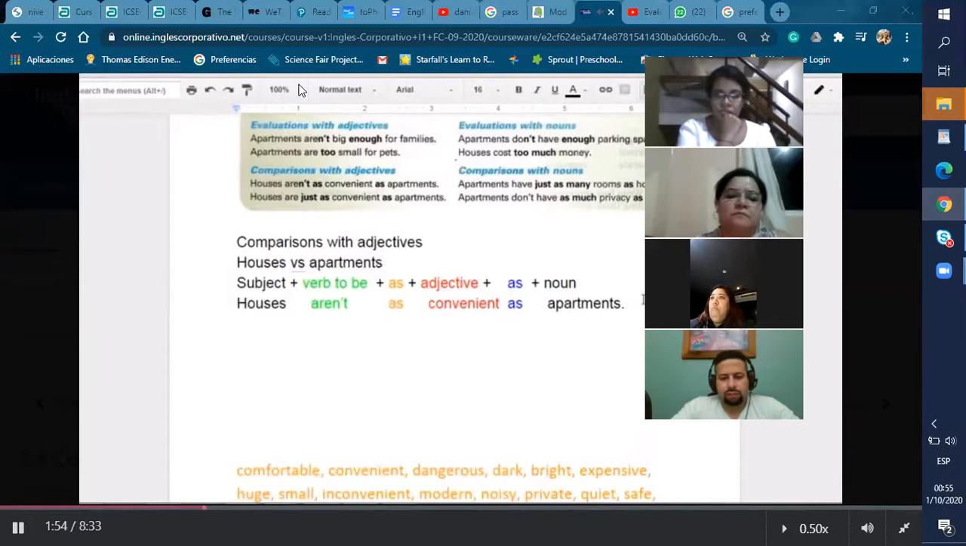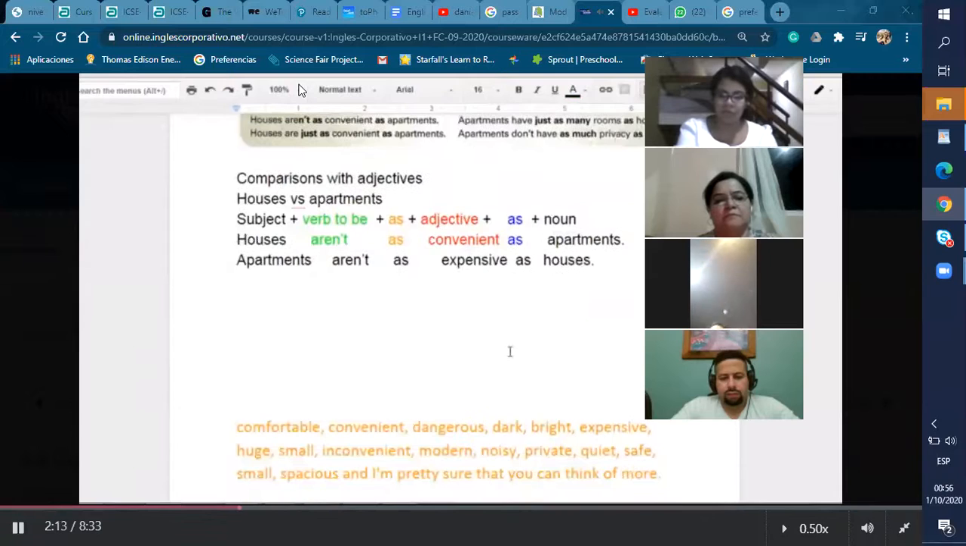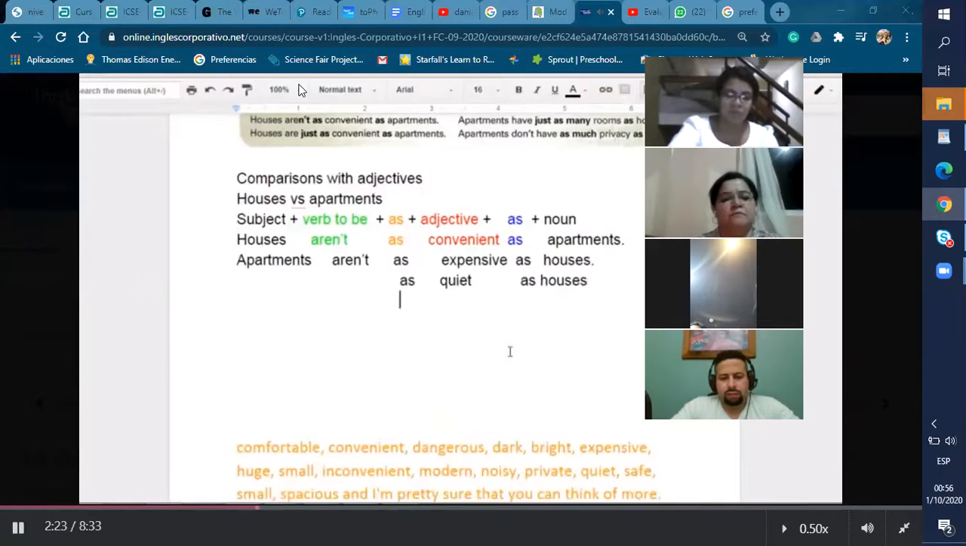Now let me give another example. I'm going to choose a different subject: apartments. I'm going to continue making negative statements. Apartments aren't as expensive as houses. Apartments aren't as quiet as houses. And you can say apartments aren't as spacious as houses.